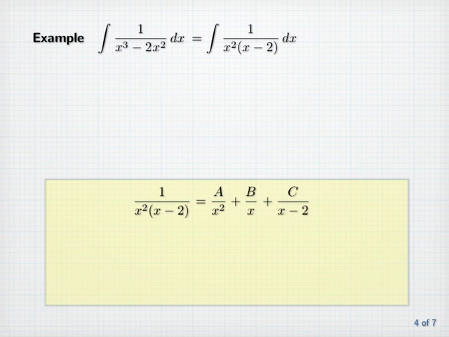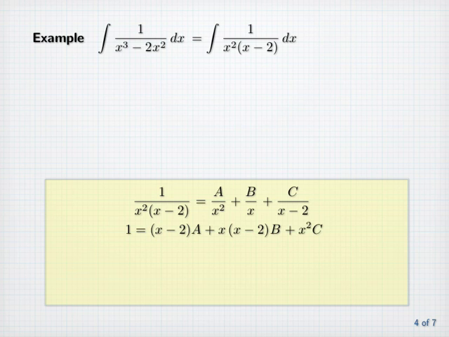Now let's multiply through by x squared times x minus 2, and we have 1 on the left side, and the first term on the right is x minus 2 times a, then the second term is x times x minus 2 times b, and the third term is just x squared times c. This time, let's multiply out the right-hand side.